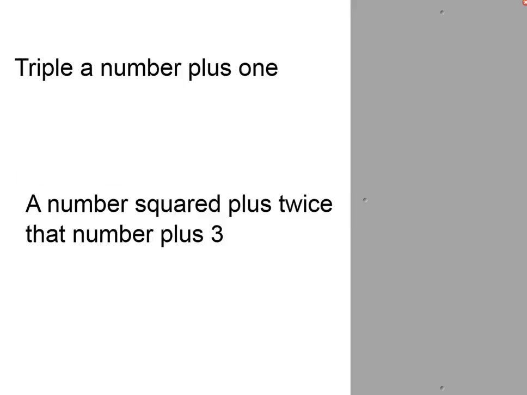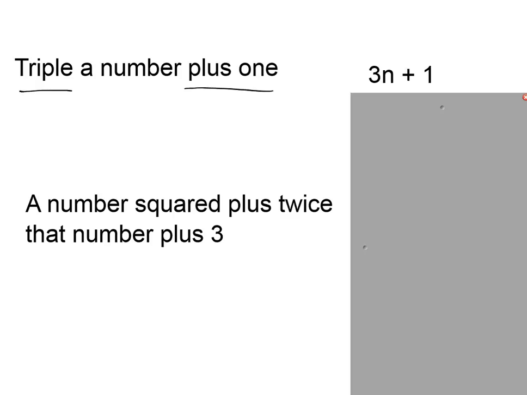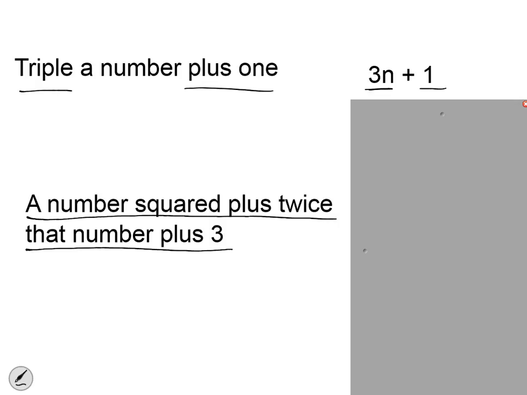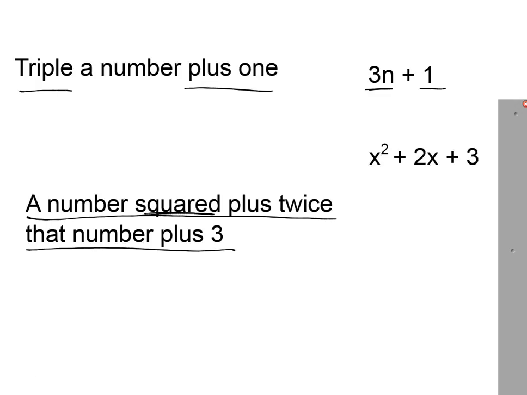Suppose I needed a rule algebraically that said I was going to take a number and triple it and then add 1. The polynomial that represents that would look like this. Triple some unknown number plus 1. Suppose I had a rule that said a number squared plus twice that number plus 3. Remember, squared also means times itself. That would look like this. It would involve the exponentiation of x. So a number times itself plus twice that number plus 3. Both of these things are polynomials.